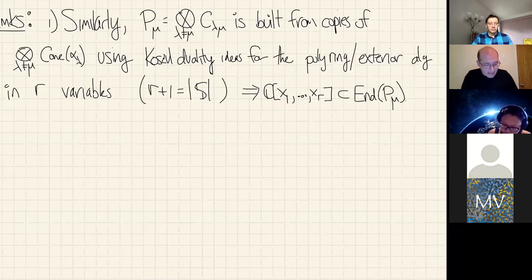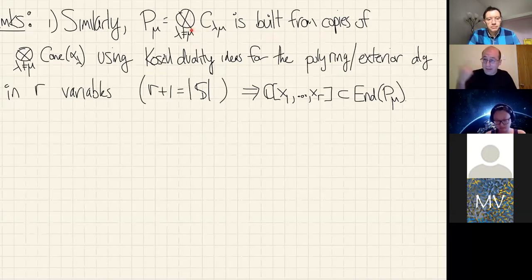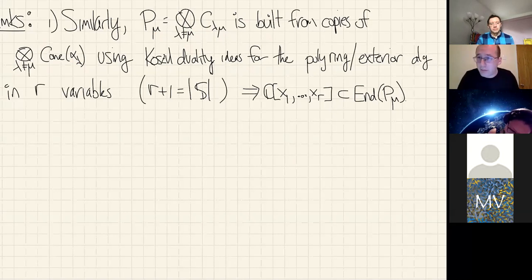Similarly, P mu is just a tensor product of a whole bunch of copies of these C lambda mu's. In fact, if there are r plus one eigenvalues, then there are r tensor factors here, and each one of them has an action of some operator X. So there's a whole polynomial ring acting on this tensor product. You can think that this P mu is built up out of a tensor product of all but one of the cones, in the same way, using Koszul duality for a polynomial ring in r variables instead of a polynomial ring in one variable. In particular, it does have this polynomial ring acting on it by periodicity maps in different directions, like the x-axis or the y-axis.